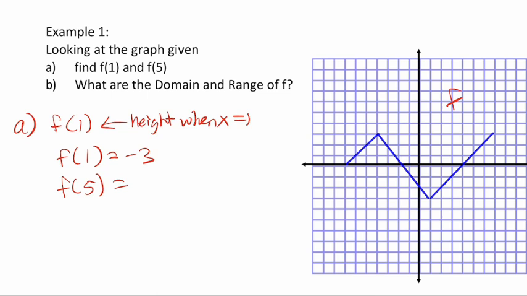So again, we're going to go over to the graph. 1, 2, 3, 4, 5. What's the height? And then let's assume it hits 1 exactly. So that shouldn't be anything magical to you, okay? Now, let's talk about domain and range. Unless the instructions say otherwise, I want domain and range in interval notation.